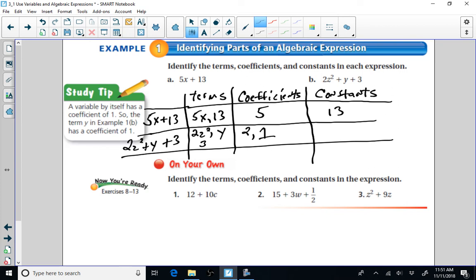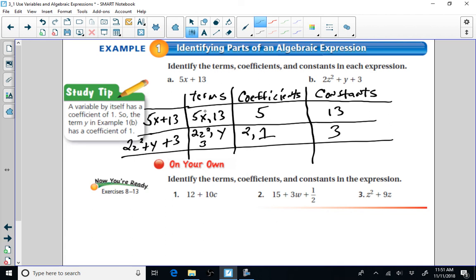So if I have a variable all by itself, I have to recognize that that has a coefficient of 1 because there is one y there. Your constants would be 3 because 3 is not being multiplied by a variable. So we have terms, coefficients, and constants.